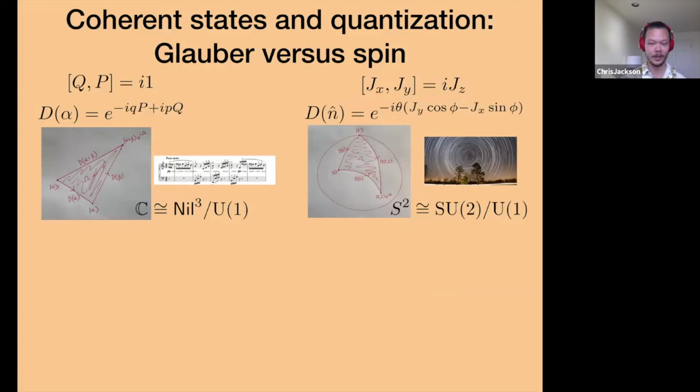So are there any questions at this point? Before we quantize these geometries, yeah, I just flashed a bunch. Are there any questions?